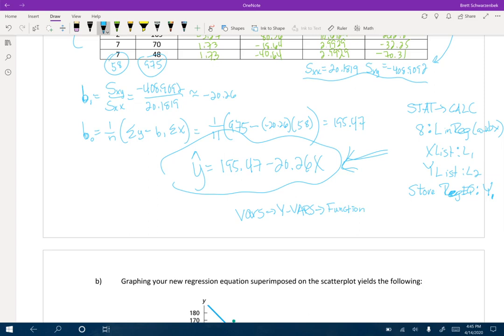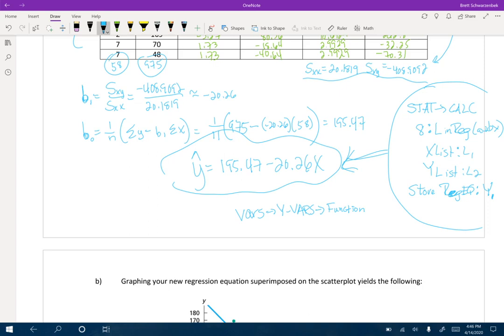Because it's going to take your equation and put it literally in the Y equals menu. So why is that important? Because that's what's going to get your line on top of your graph. So if you hit enter after doing all of this, what's going to come up is a summary of your linreg.